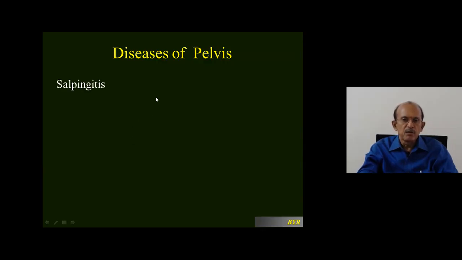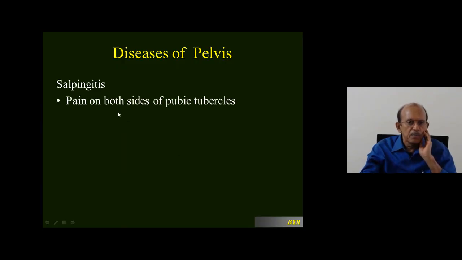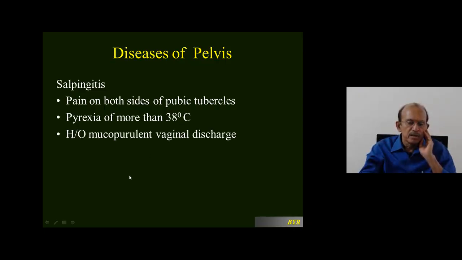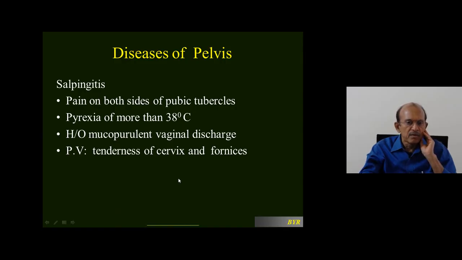Then disease of the pelvis, usually in female patients, has to be considered here. In female patients, the genital organs are responsible, for example salpingitis. Pain is there on both sides of the pubic tubercles, with pyrexia of more than 38 degrees centigrade. There will be a history of mucopurulent discharge from the vagina, and on vaginal examination, you will find tenderness of the cervix and fornices.